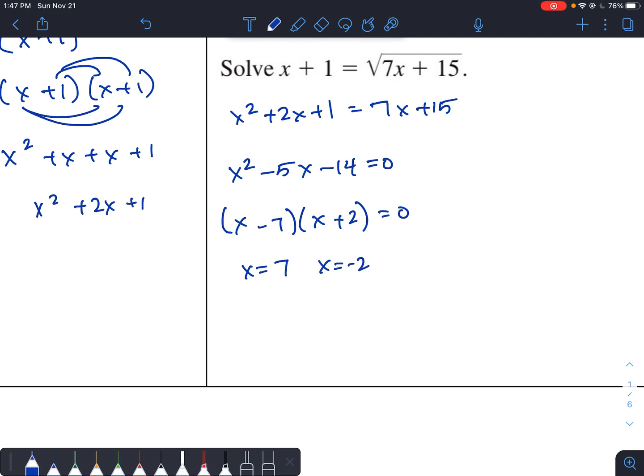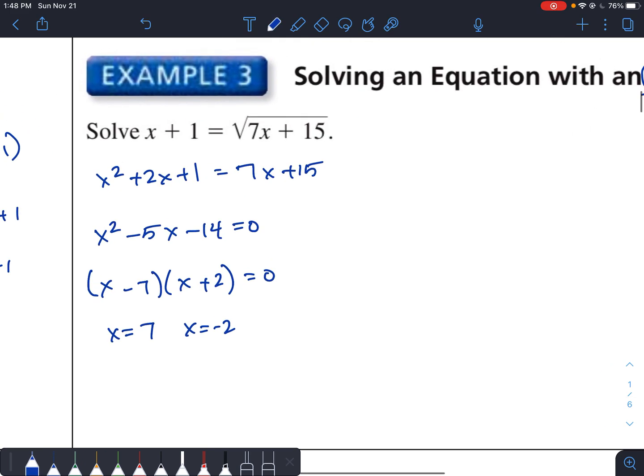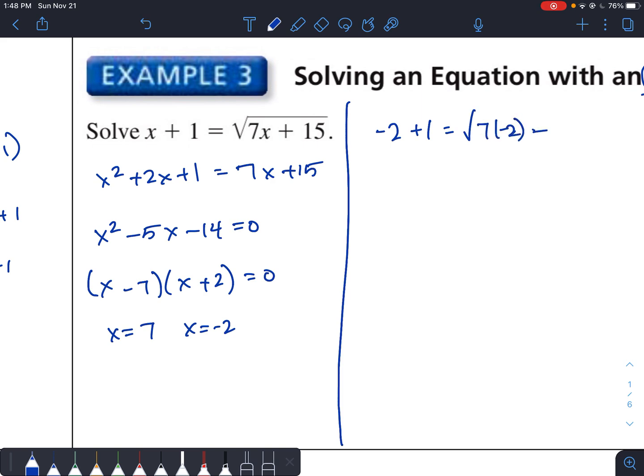So I have two solutions. But I should only have one. The reason I have two solutions is because I raised this equation to the second power and got a quadratic from it. And quadratics have two solutions. But this equation should only have one. So I need to check and see, maybe potentially, which one of these might not work. So let's try negative 2. So if I plug negative 2 into this spot and this spot, will the equation be true? So I'd have negative 2 plus 1 equal to the square root of 7 times negative 2 plus 15.